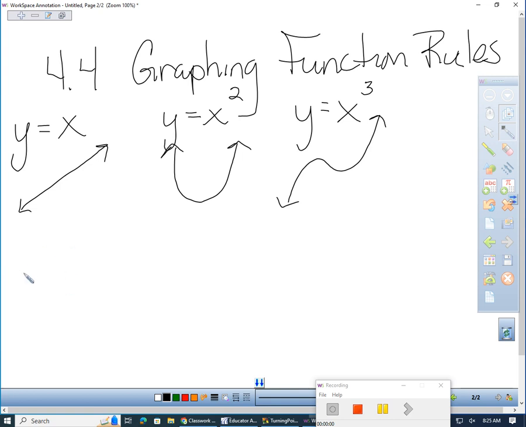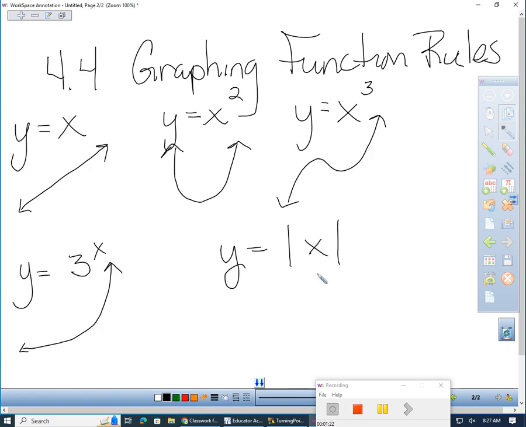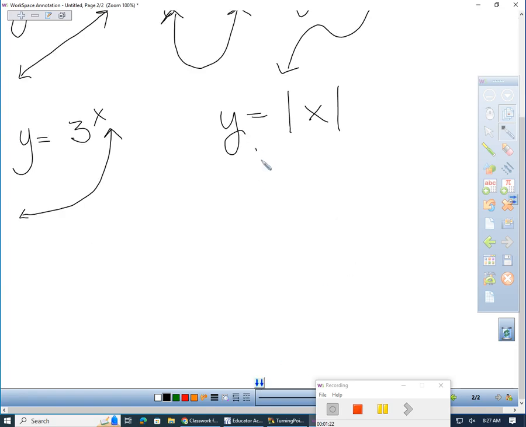I also said that if we have something that is exponential, so we have a number to the x power, that graph is increasing on a curve. And the last one we're going to talk about today is y equals the absolute value of x. The absolute value of x makes a V shape. So when you go to graph them today, if your shape doesn't look like what it's supposed to, check your math, right? Don't just leave it. Check your math.